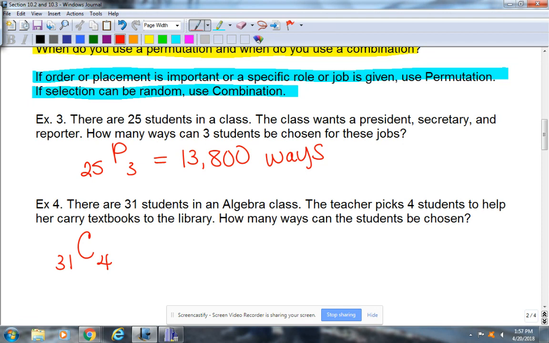I think you're going to get a big number. 31,465. I'm glad there's not 31 of us. 31,465 ways that the teacher can pick 4 students out of 31 to help her carry books to the library. Does that make sense? Y'all kind of see when it can be permutation, when it can be combination? Okay. If it can be random, it's combination. If it cannot be random, it's a permutation.